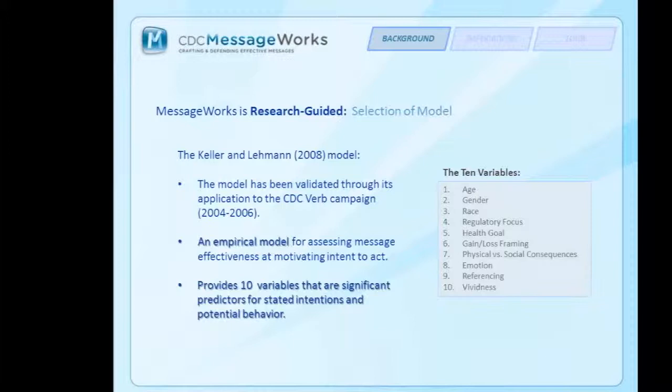They're different tactics. Gain and loss framing: are you focusing on the benefits of engaging in a behavior, the cost of not engaging in a behavior, and combinations thereof? Physical versus social consequences, something I alluded to earlier. How much emotion is in your health communication message, both positive and negative emotions. Referencing relates to self versus other referencing. Are you focused on the effect of one person's poor health on themselves or one person's poor health on their significant others? And vividness has to do with how imageable, memorable, concrete, tangible are the specific recommended health behaviors.